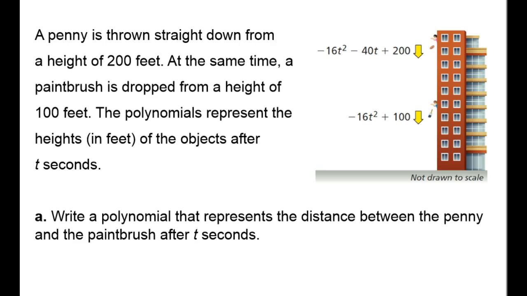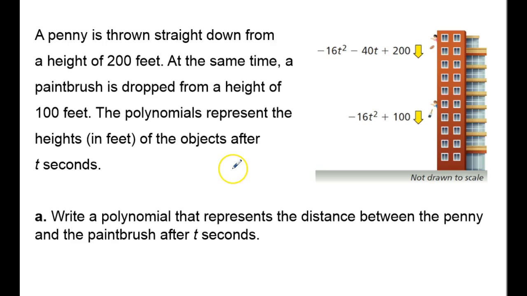So now here's our real world problem. Right? So a penny is thrown straight down from a height of 200 feet. At the same time, a paintbrush is dropped from a height of 100 feet. The polynomials represent the heights in feet of the objects after t seconds, right? So here's my penny that's thrown, and here's the paintbrush that's thrown. And you'll see a couple of differences here.